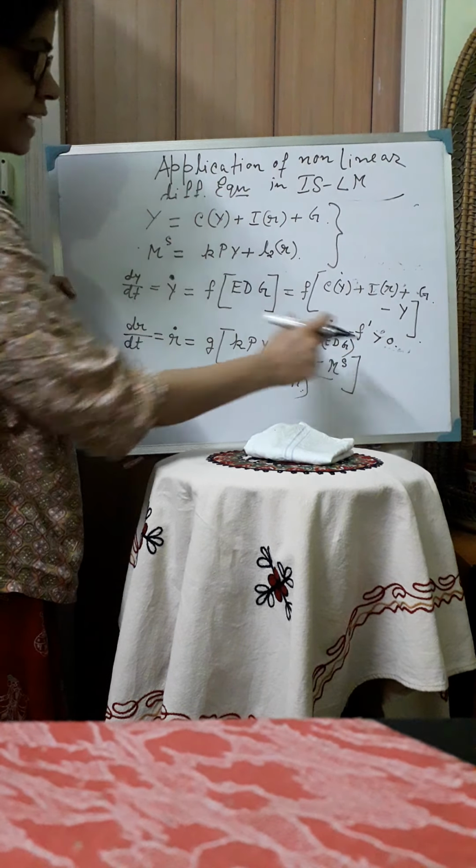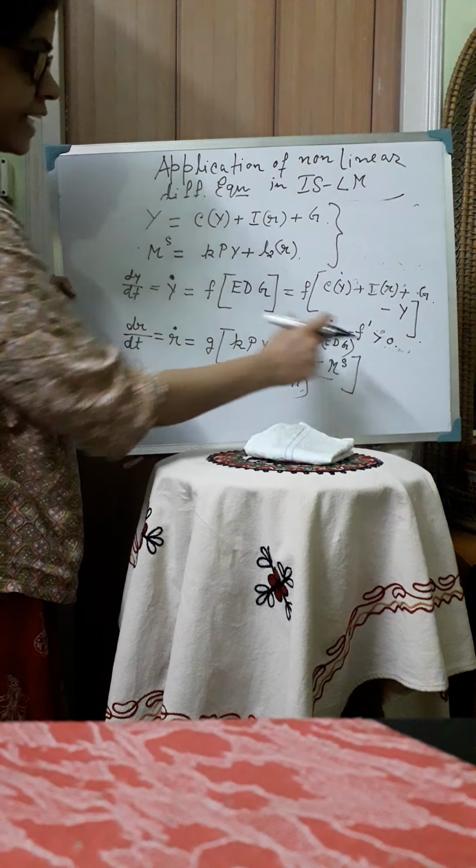So 1 minus c dash also lies between 0 and 1. So in that case, the numerator is greater than 0. So numerator is positive. But I dash, what is I dash? I dash is investment. The change in investment with respect to rate of interest. Now by assumption in the ISLM model, I dash is less than 0. So in that case, this term is less than 0. So what we are getting? Y dot is equal to 0 curve is a negatively sloped curve.